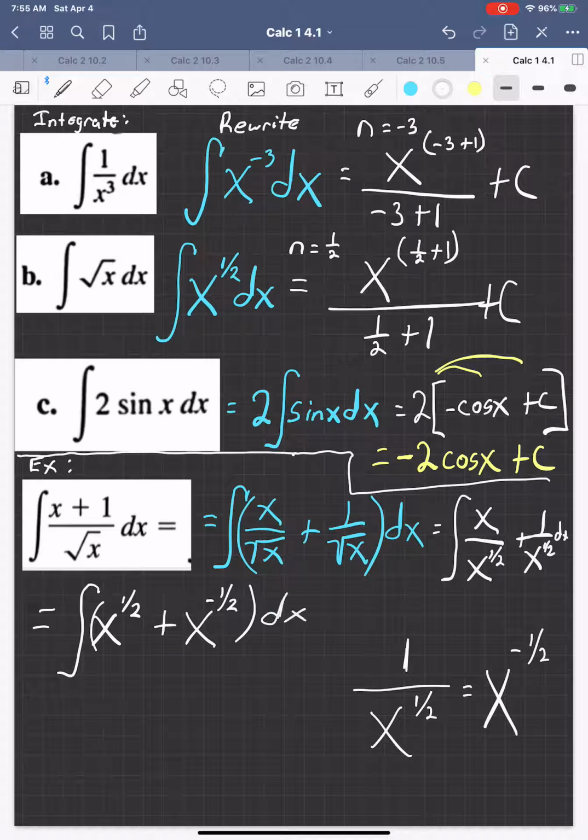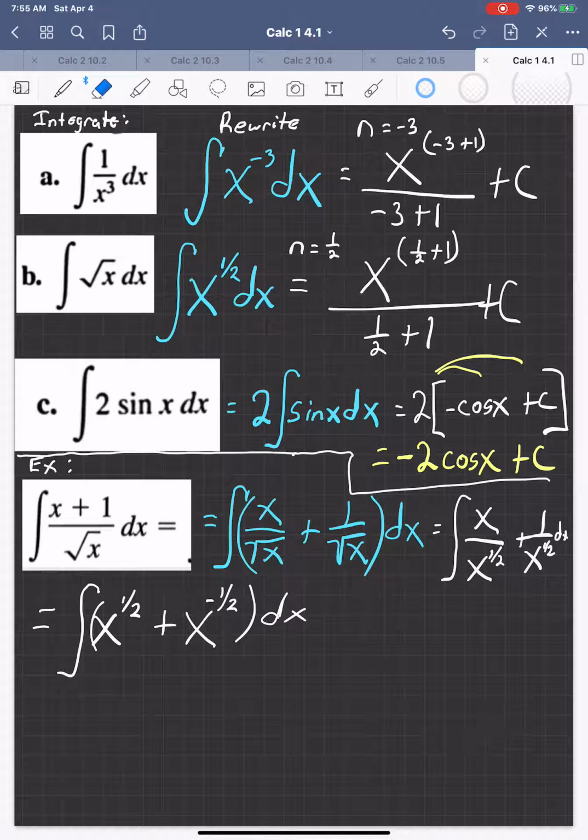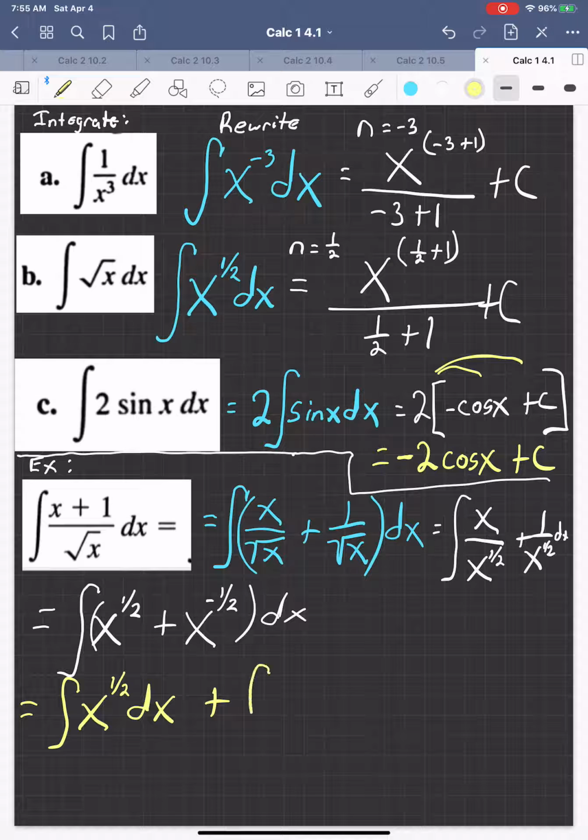All right, now what I've shown you, that ability to rewrite, is the hardest part of this problem, because now that we're here, this is simple. We're going to actually integrate this piece by piece. So we're going to integrate x to the 1/2 with respect to x, and then we're going to integrate x to the negative 1/2 with respect to x, and then we're simply going to add the results. Ready? So let's start to pick up the pace a little bit. So in this case, n is equal to 1/2. In this case, n is equal to negative 1/2.